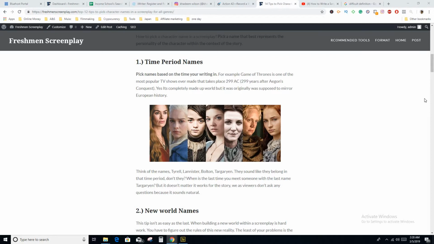Because when you create a character, it's really important for the reader, aka the producer or executive, to not be thrown out of the story because they're saying, "Hey, I grew up in the '80s or I grew up in the '90s, and there was no one ever named this," or something like that. Right? Not saying that this will happen, but you know. So that's really important.